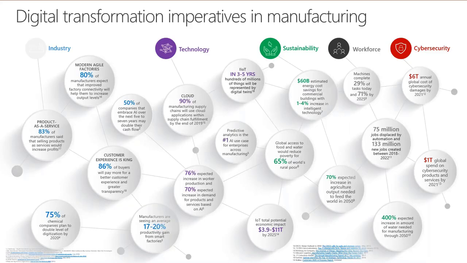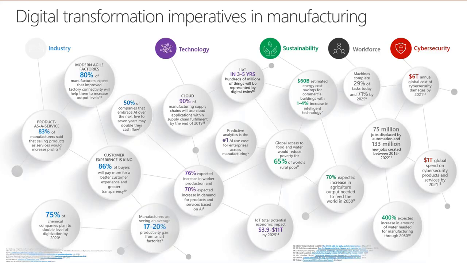And one of the things that we clearly see is the adoption of cloud as a technology that is enabling a lot of these capabilities. And that's basically driving things like, at the manufacturing level, building out of modern agile factories as an example. 80% of manufacturers expect that improved factory connectivity will help them increase their output levels.